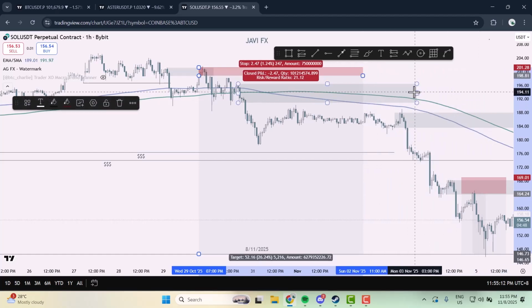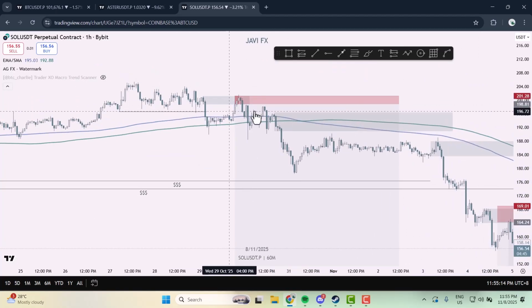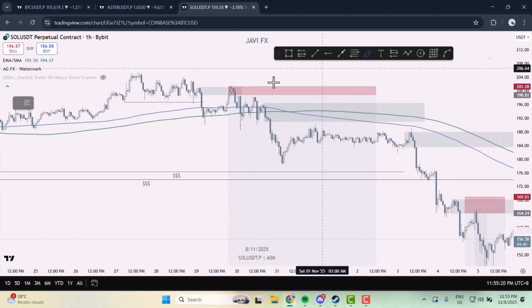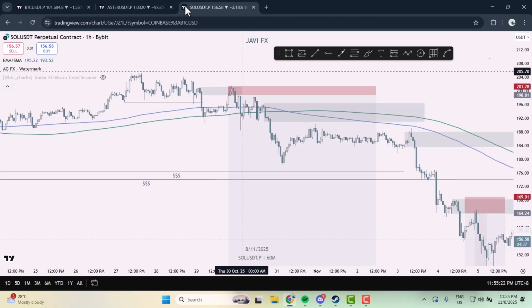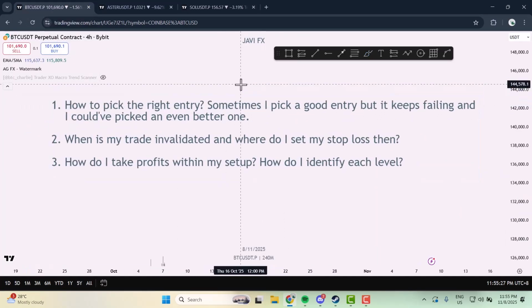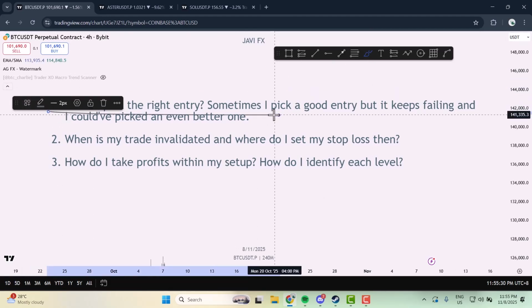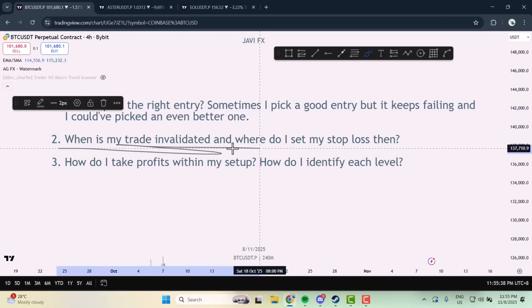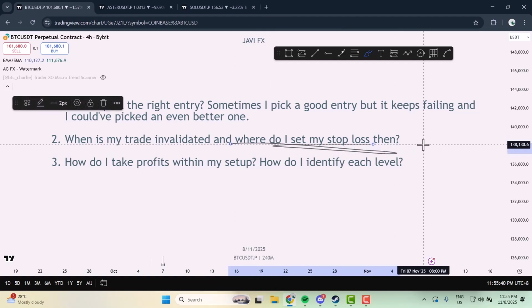So this is the downside of a lower time frame entry. It's a double-edged sword. High risk to reward, but sometimes you get stopped out before the move. All right? So I hope this answers your questions, guys. How to pick the right entry. I gave you guys 3 coins with different scenarios, different charts. Where is my trade invalidated? Where do I set my stop loss? I gave you guys exactly where to put it with the context of a demand zone and a supply zone.